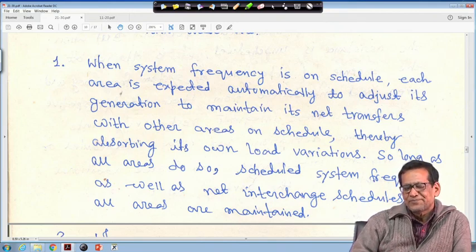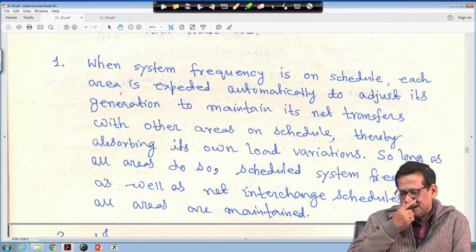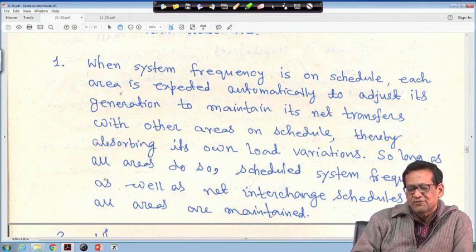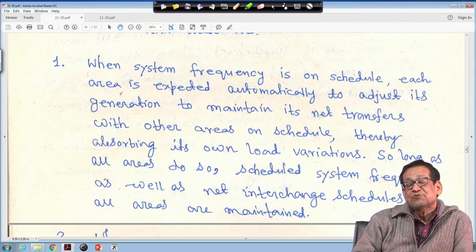what happens is what is written here: when system frequency is on schedule, each area is expected to automatically adjust its generation to maintain its net transfer with other areas on schedule, thereby absorbing its own load variation.